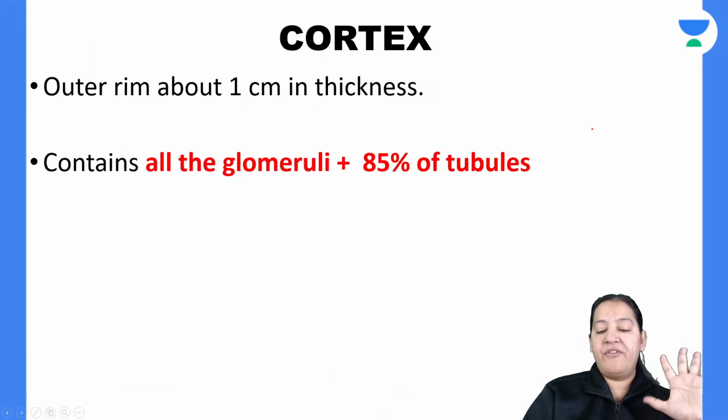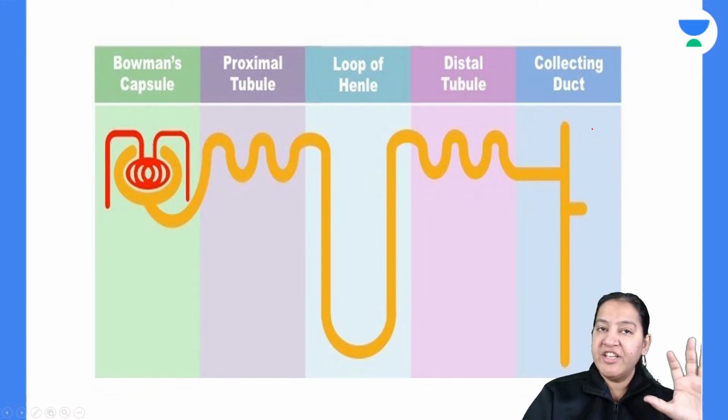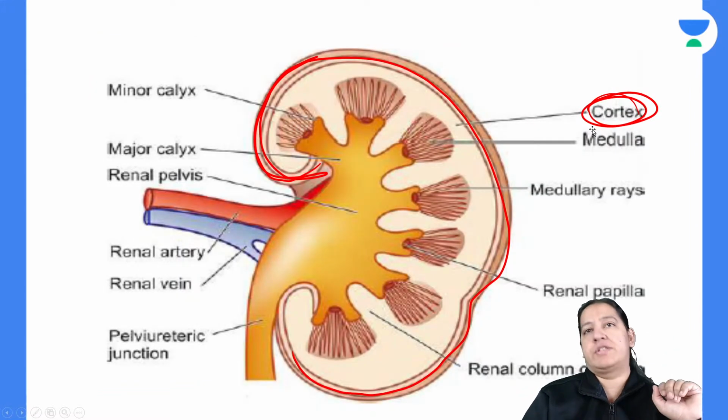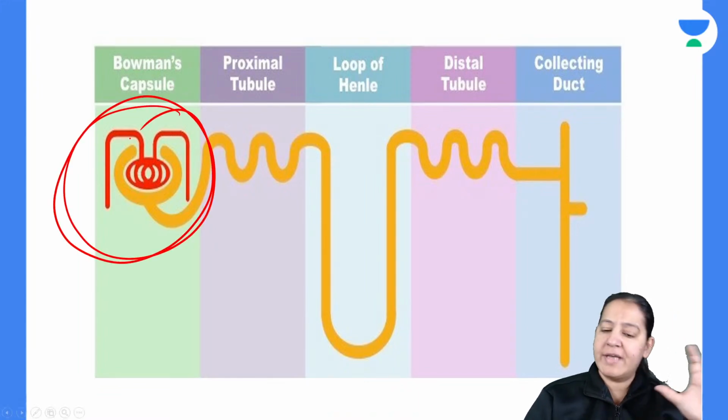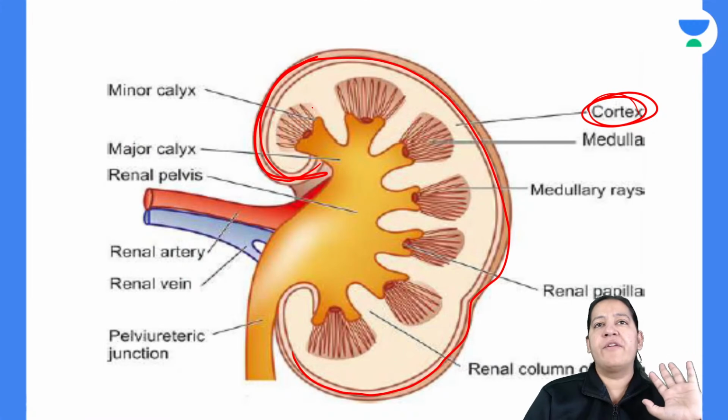Each kidney has nephrons. So which portion of the nephron is present in the cortex? So all the Bowman's capsules and glomeruli are present in the cortex only, of 100% of nephrons. The glomeruli of all nephrons are present in the cortex.